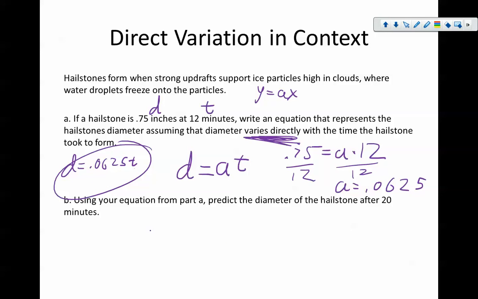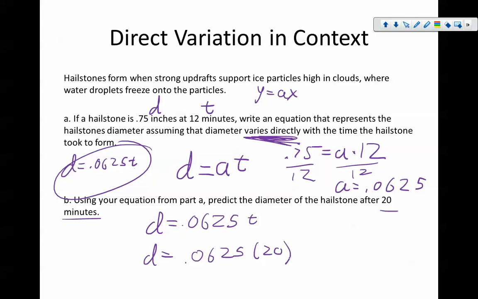Okay, so there's my equation. Part B says, using your equation from part A, predict the diameter of a hailstone after 20 minutes. So I'm going to use this equation, 0.0625 t, and at 20 minutes, what's the diameter? So the diameter is what I'm looking for, and the time is what I'm going to replace. So we have 0.0625 times 20. I'm going to calculate that again. That's 1.25. And that's inches.